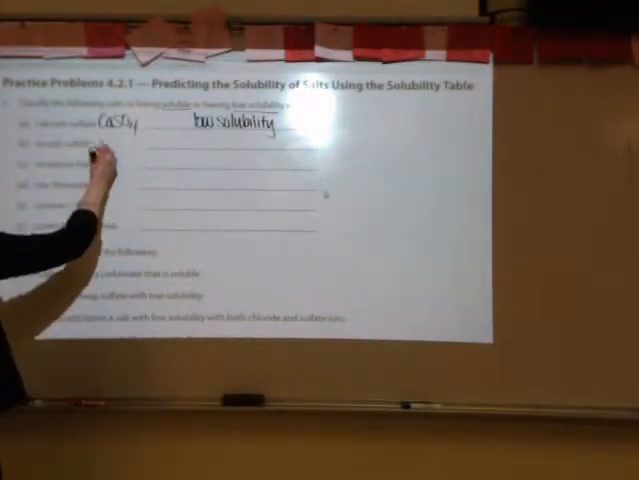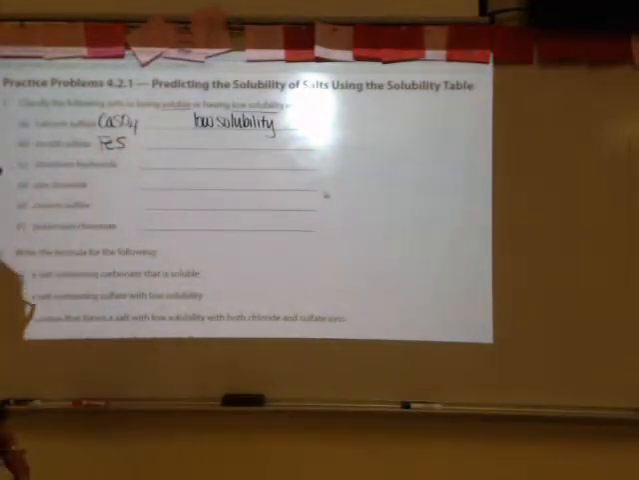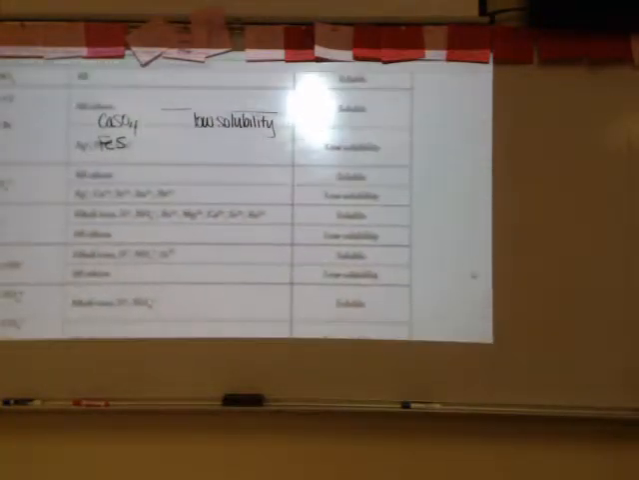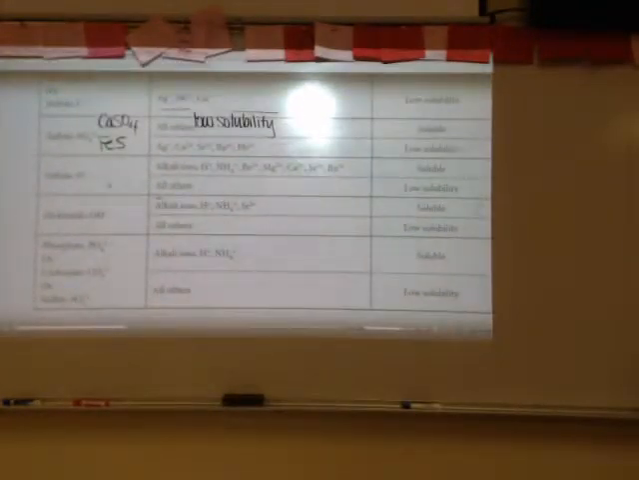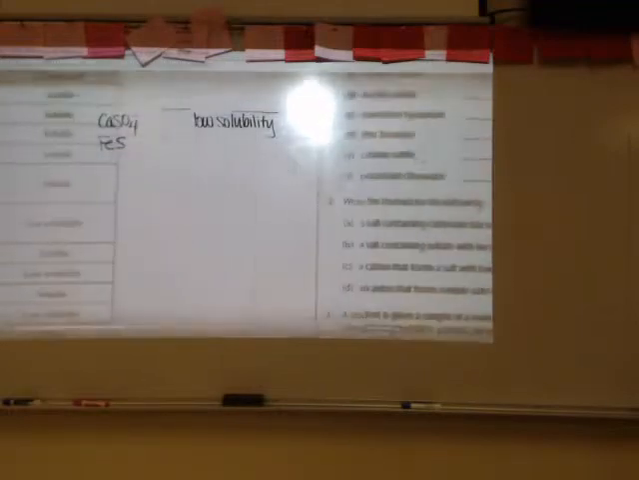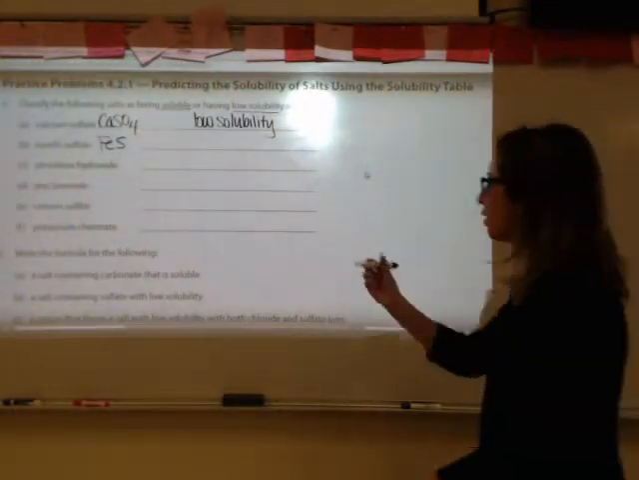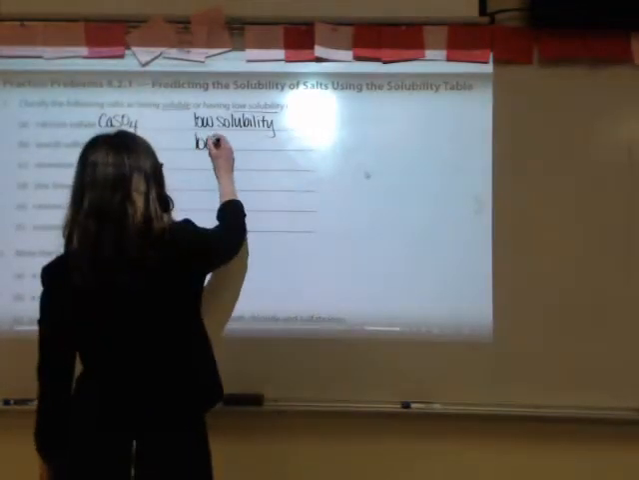B, iron 2 sulfide, which is FeS. If we look back at the table, sulfides are down here. Well, it's soluble with all of these substances. I don't see iron listed, do you? So that means it would be under the all others and it would have low solubility. Are you following me so far? Okay, so 1B is also low solubility.